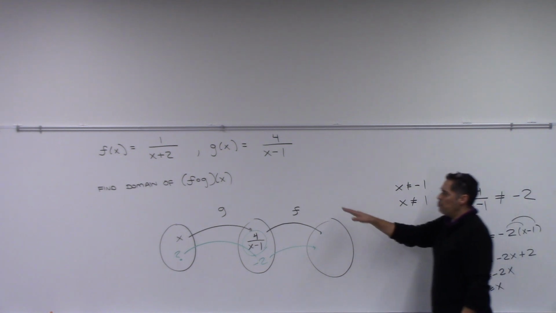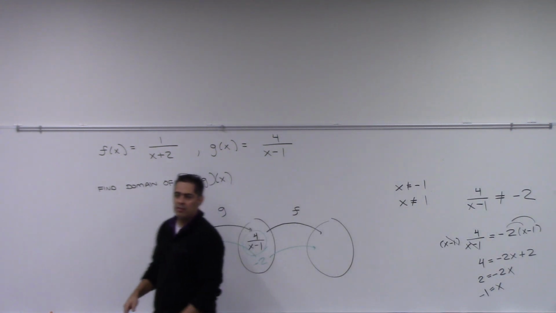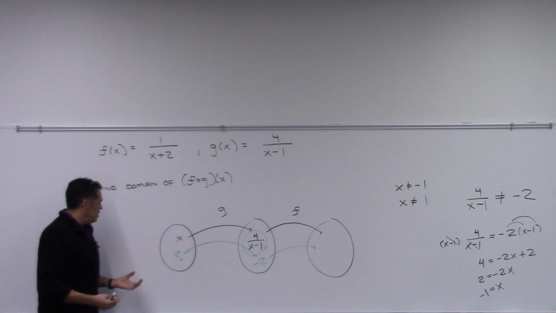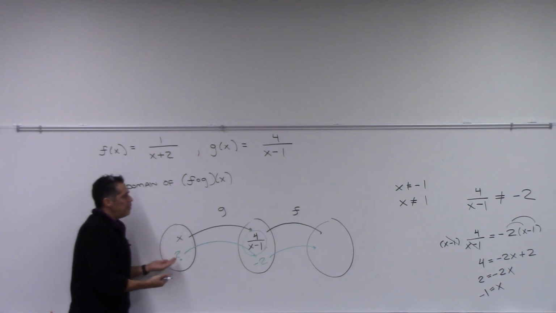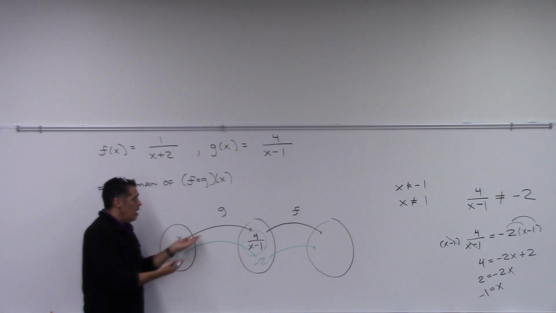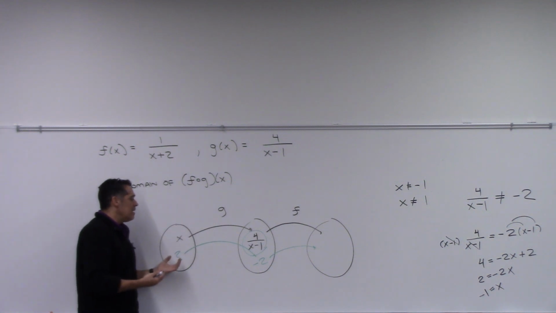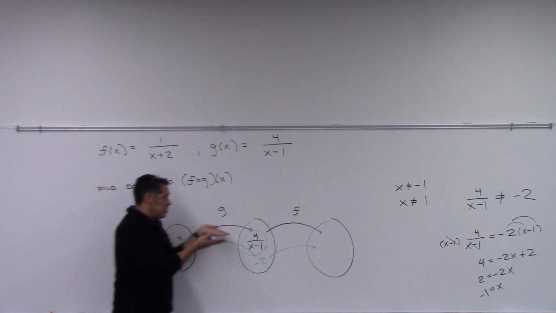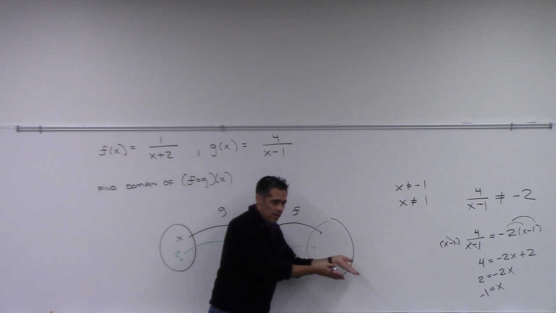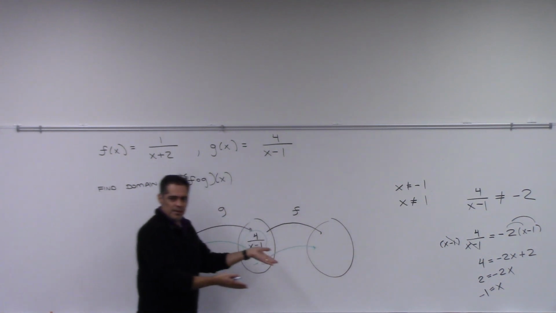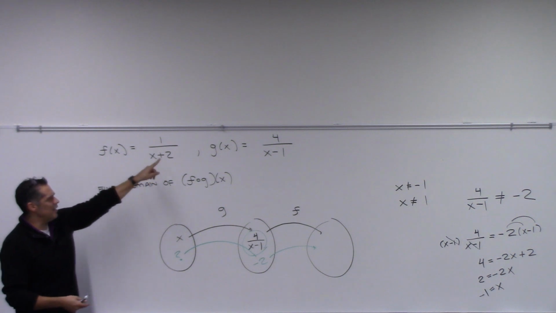So the question was, what is the domain of the composition? First of all, we can't plug 1 into this. If we plug in 1, then g is going to have a problem, right? But then you also can't plug in negative 1, because if you plug in negative 1, this is going to turn out to be negative 2, and then f has a problem. It's a little more complicated than just looking at these two.